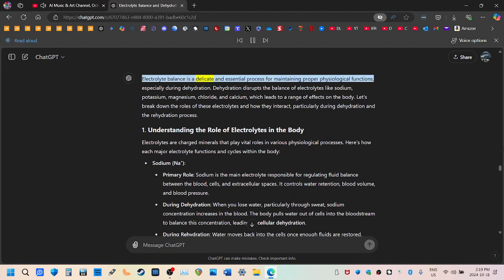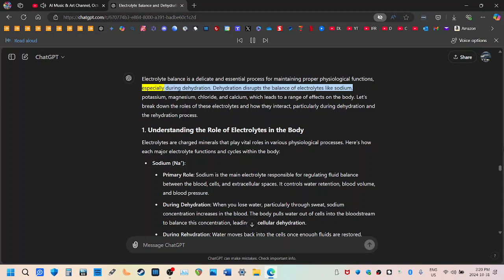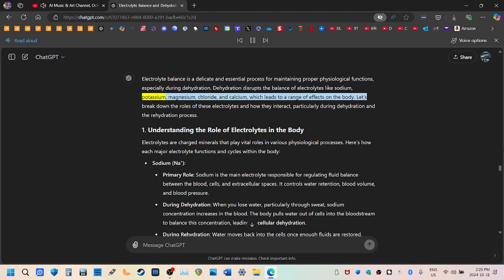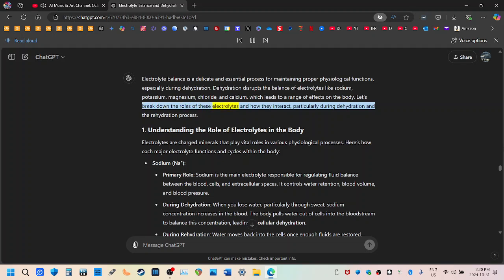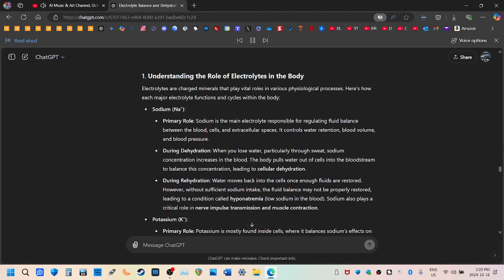Electrolyte balance is a delicate and essential process for maintaining proper physiological functions, especially during dehydration. Dehydration disrupts the balance of electrolytes like sodium, potassium, magnesium, chloride, and calcium, which leads to a range of effects on the body. Let's break down the roles of these electrolytes and how they interact, particularly during dehydration and the rehydration process. 1. Understanding the role of electrolytes in the body.